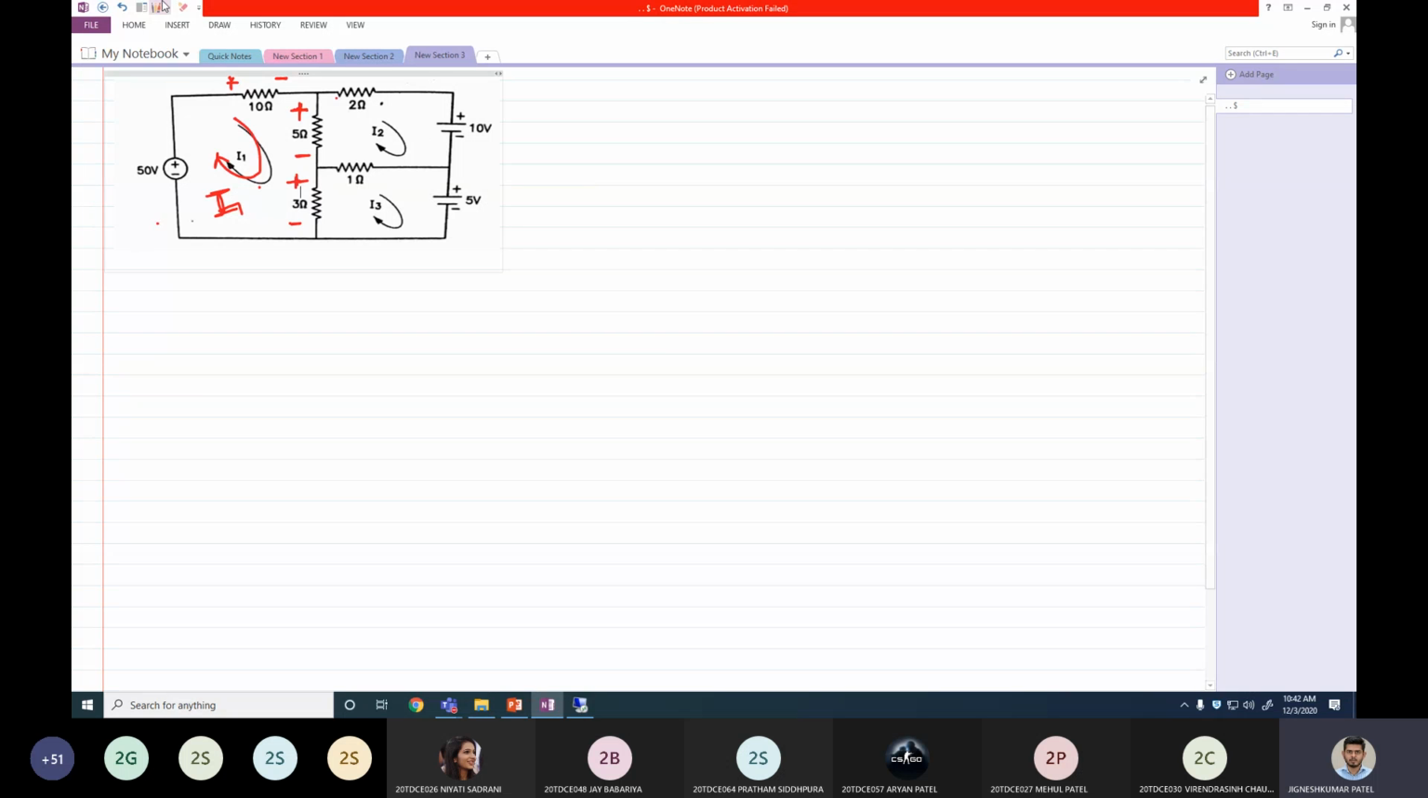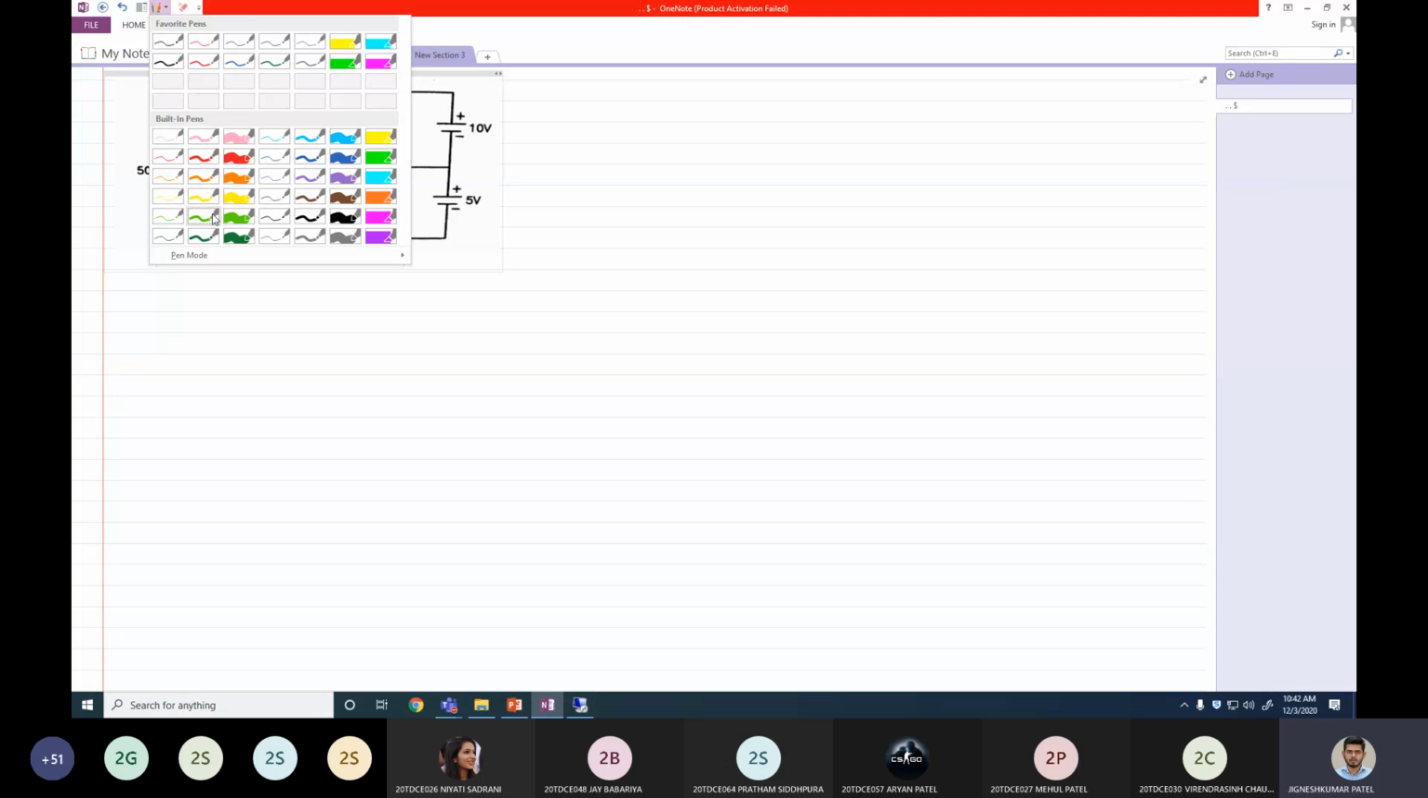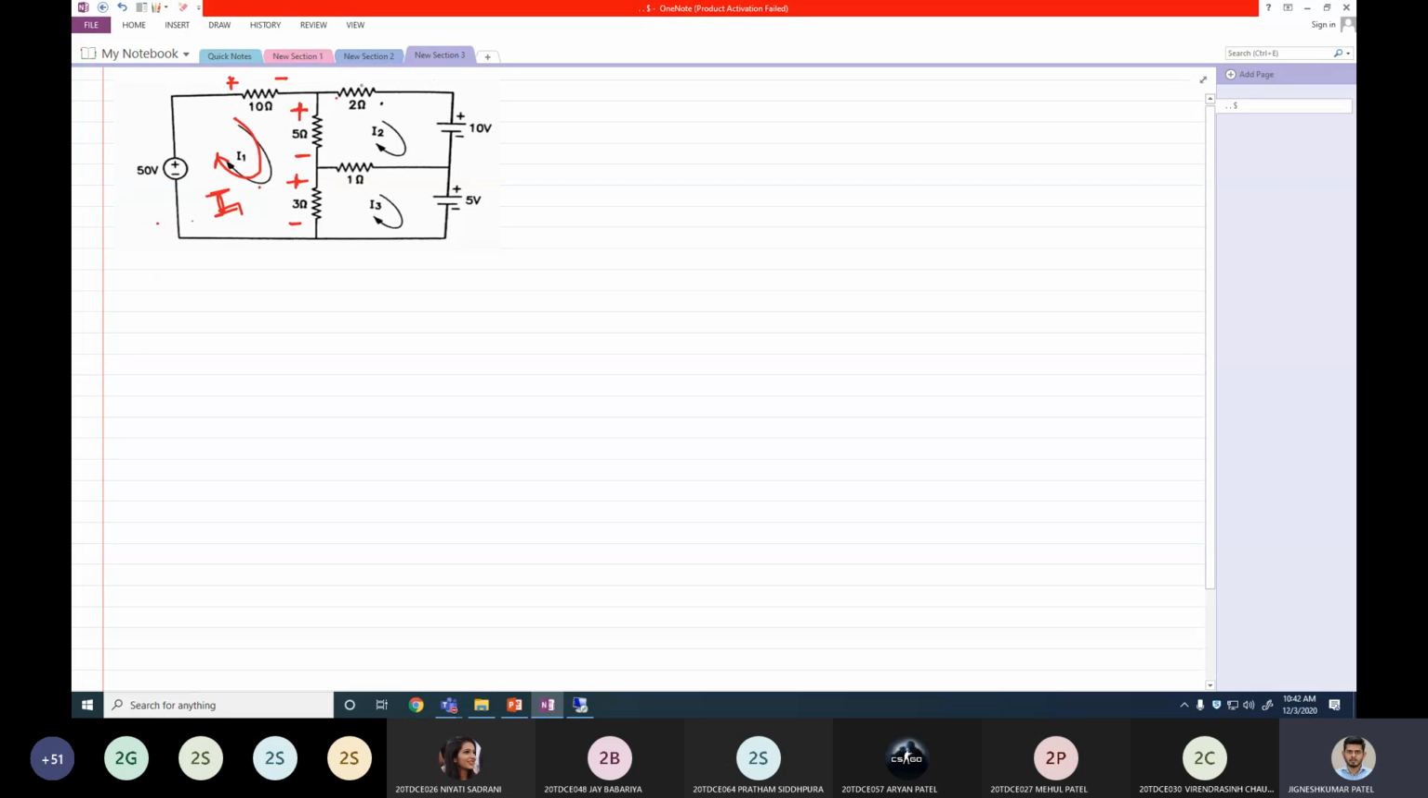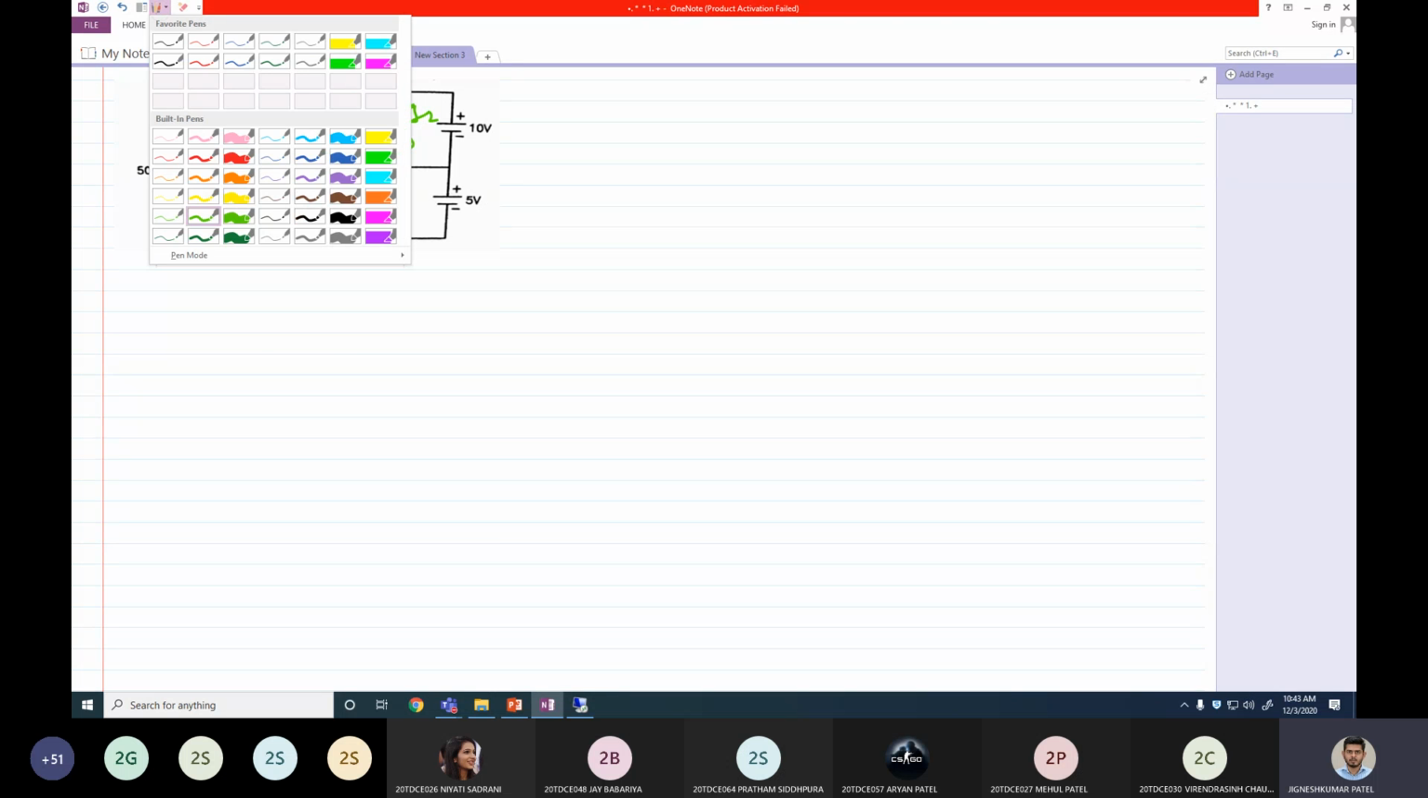Now, what about the polarity with the current I2? Let us see that polarity. I am drawing it with green color. This is my current I2. Here the polarity is like this: this would be positive, this would be negative. Again, this would be positive, this would be negative. For the voltage source, we cannot decide the polarity; it is predefined. And for this element, it would be positive over here and negative over here. Same way for branch 3.